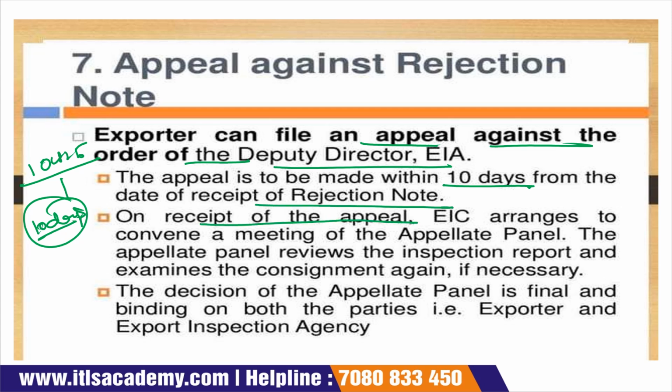On receipt of the appeal, EIC arranges to convene a meeting of the appellate panel. The appellate panel also reviews the inspection report and examines the consignment again if necessary.